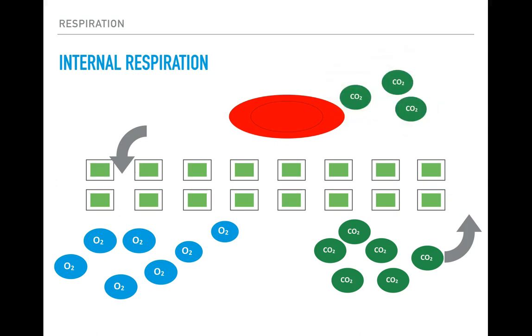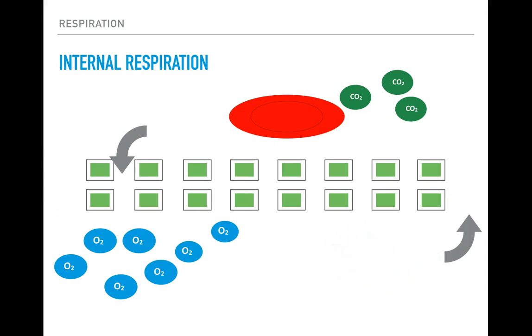Again, as a result of the concentration gradient, carbon dioxide will move from an area of higher concentration to an area of lower concentration. Now, as the red blood cell is more heavily concentrated with carbon dioxide, we say that it is deoxygenated.